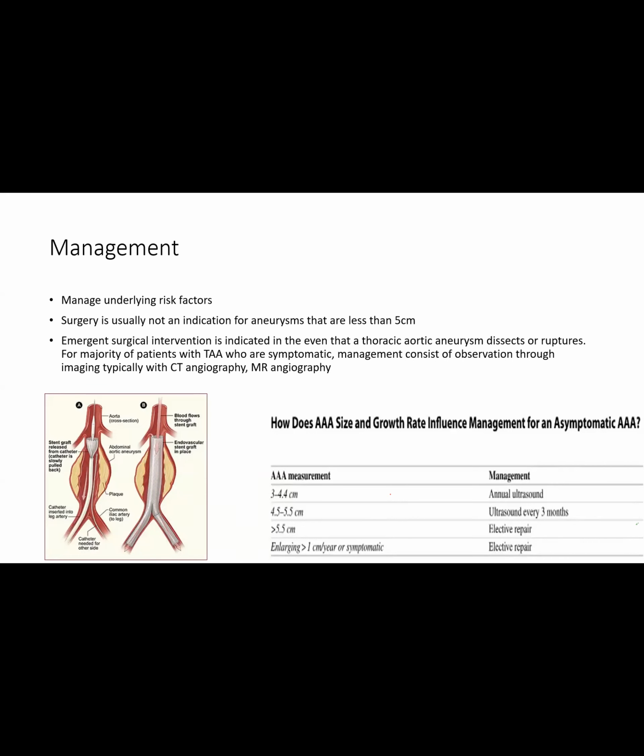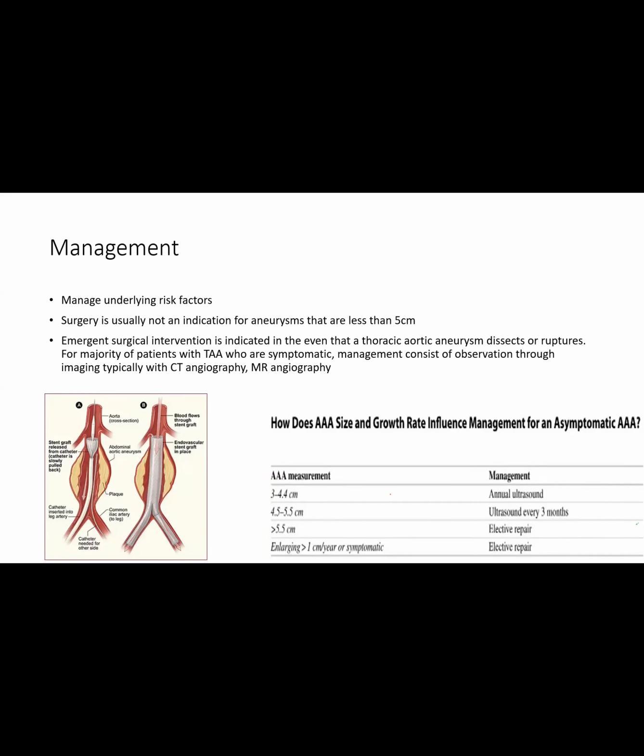So in terms of management, an essential part of the management is to manage the underlying risk factors through measures like controlling blood pressure, controlling the cholesterol level, and also quitting smoking. And surgery is usually not indicated for aneurysms that are less than 5 centimeters. They usually require close observation. However, in some cases, beta blockers or ARBs such as losartan are given, for example in Marfan syndrome, in order to slow down the expansion of the aortic root.